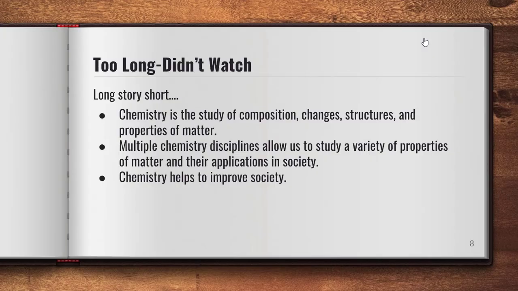So again, just a short, brief introduction to what chemistry is and how chemistry works. Hopefully you understand that chemistry is the study of the composition, changes, structures, and properties of all of the matter around us. Multiple chemistry disciplines allow us to study a variety of properties of matter and the applications to society. And chemistry really helps to improve society. A lot of the things that we work with today and a lot of the things that we eat, drink, and see on a daily basis are based on the fact that chemists worked on them to help create them, discover them, or understand them.